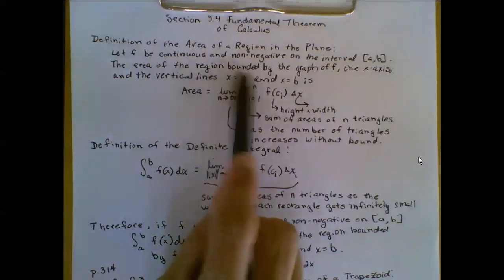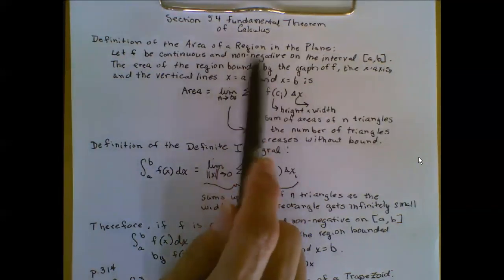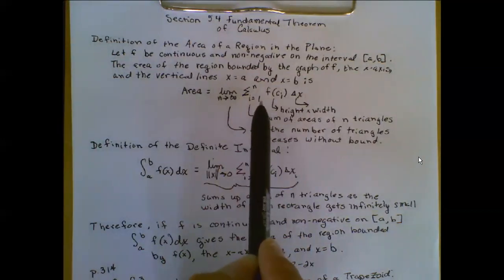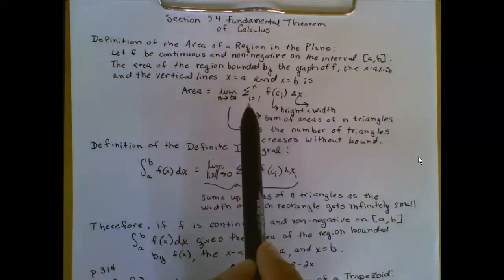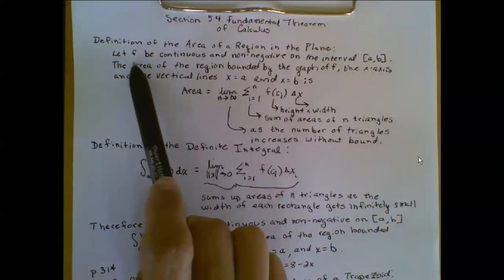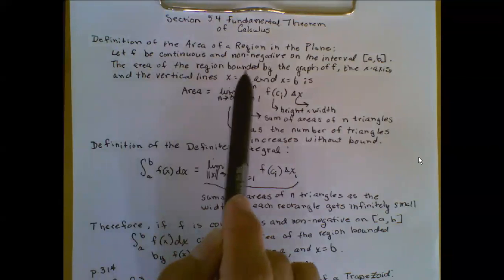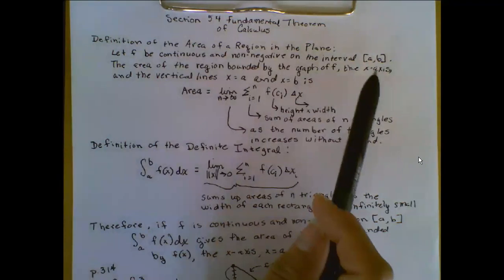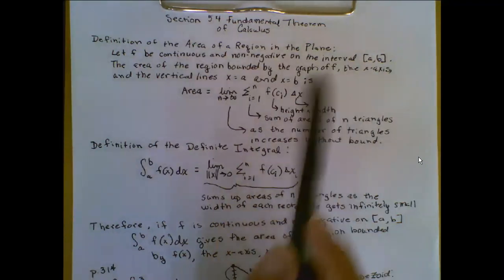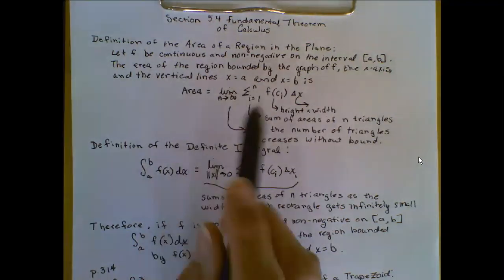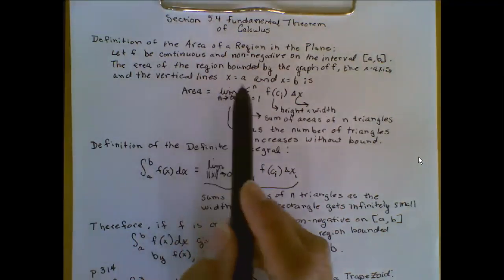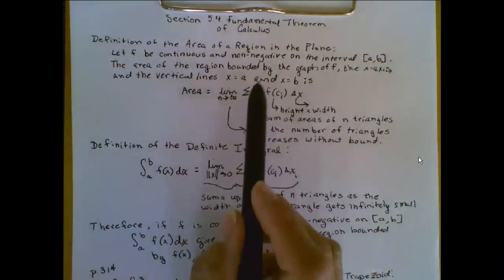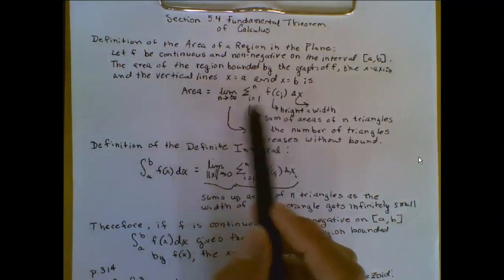First, we had the definition of area of a region in the plane. In order for this formula to give me the area of the region in the plane, I had two conditions. f had to be a continuous function, and it had to be non-negative, or its graph had to be above the x-axis on the closed interval from a to b. Then the area of the region bounded by the graph, the x-axis, and the vertical lines x equals a and x equals b is given by this crazy looking formula that's a sum of a bunch of areas of rectangles.